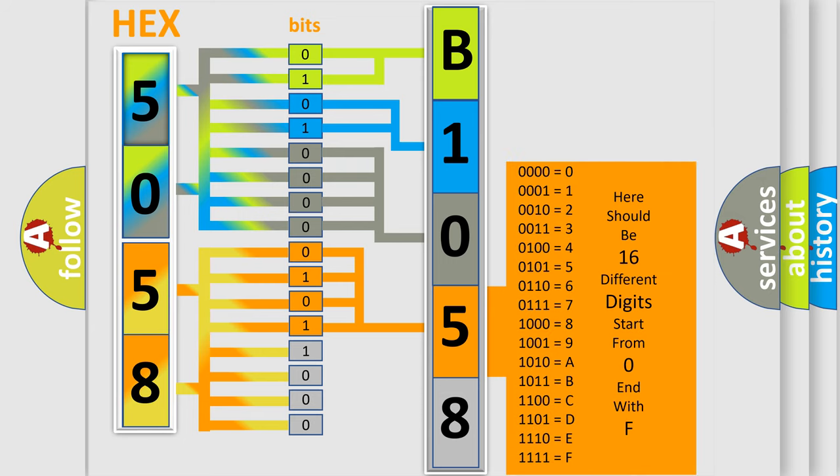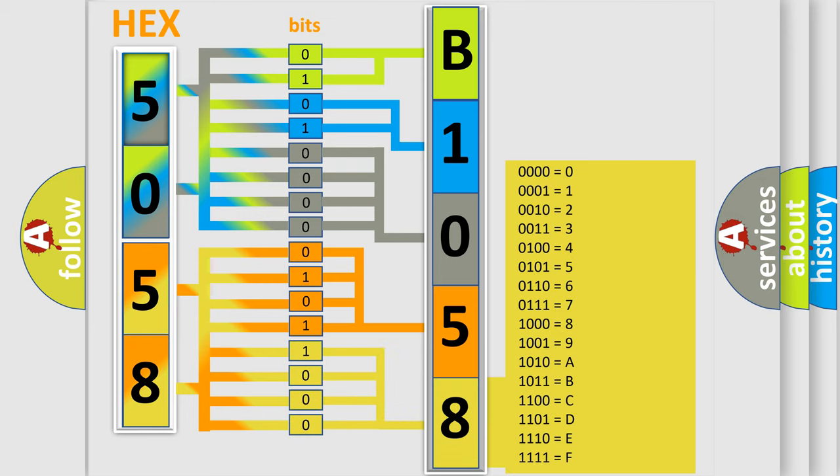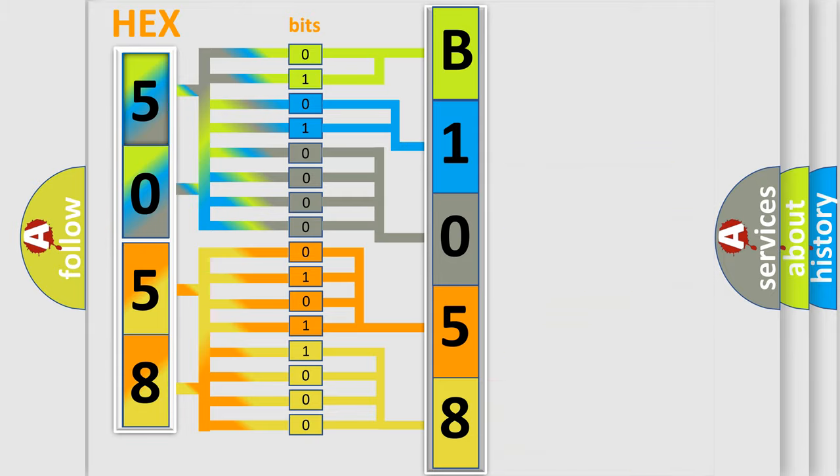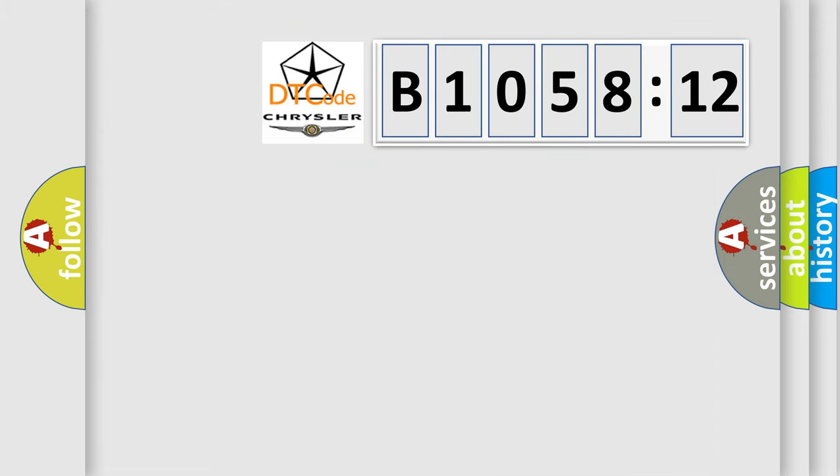The number itself does not make sense to us if we cannot assign information to what it actually expresses. So, what does the Diagnostic Trouble Code B1058-12 interpret specifically for Chrysler car manufacturers? The basic definition is no cluster bus message. And now this is a short description of this DTC code.